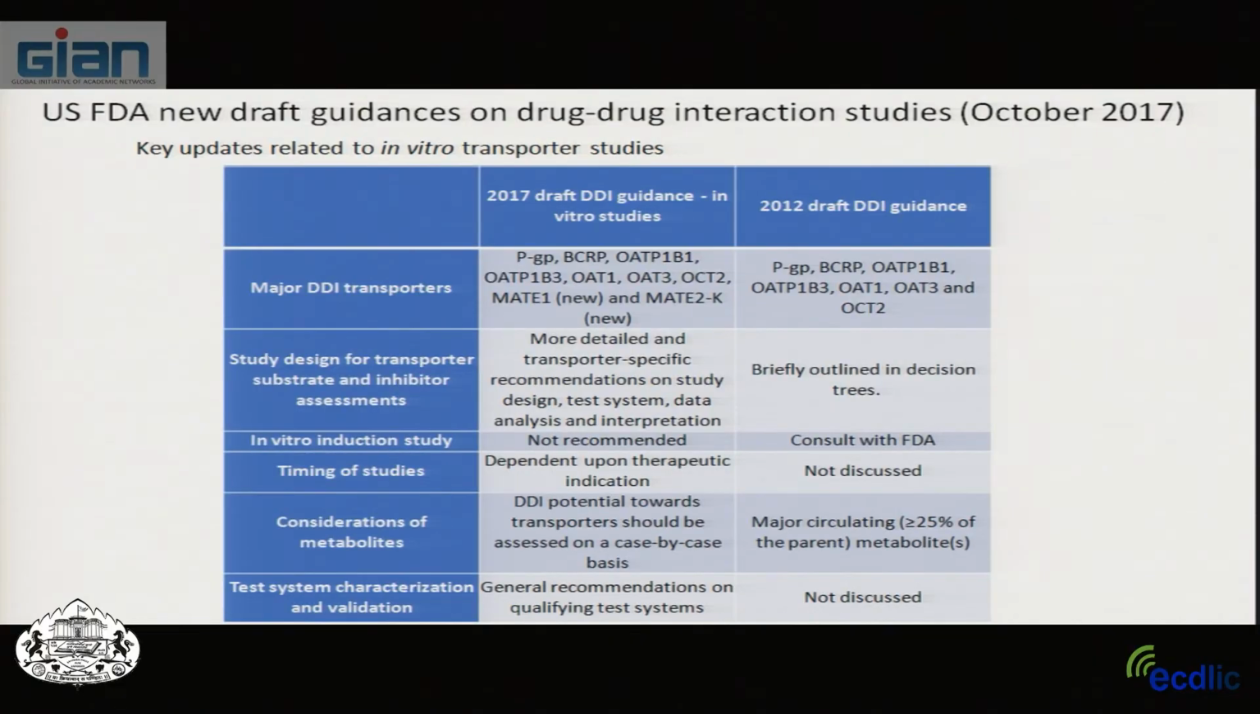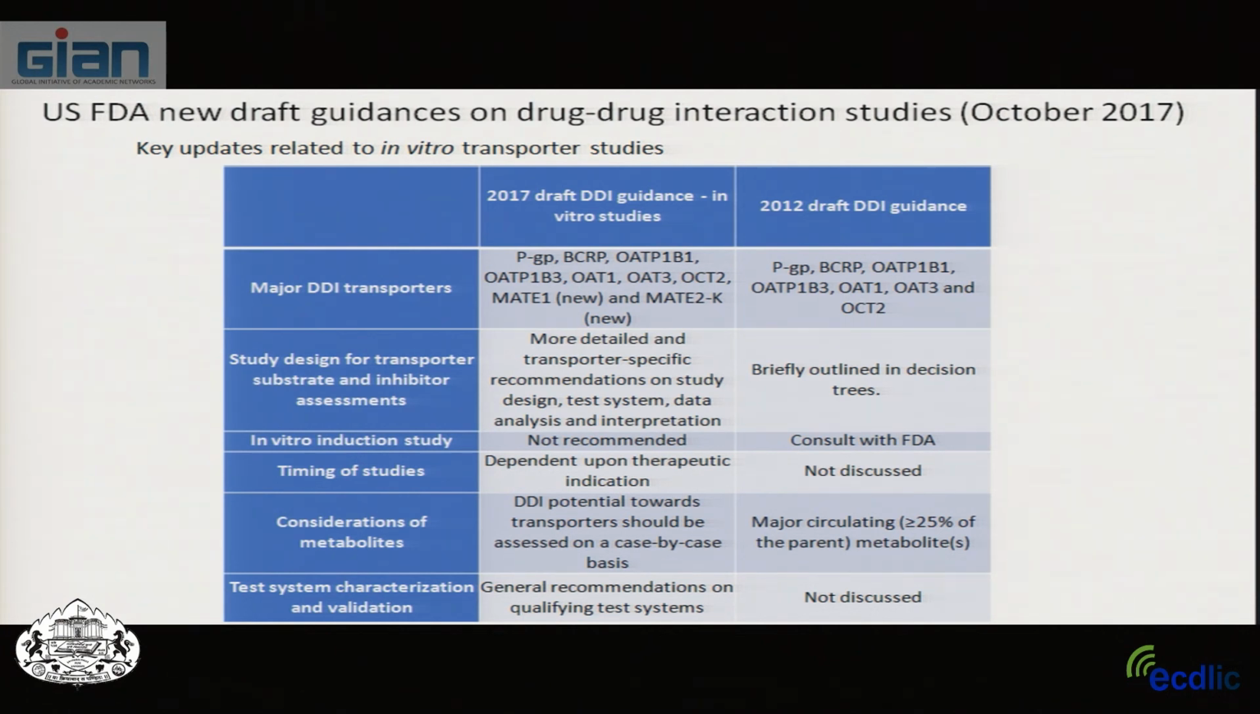So this is the latest guidance from the FDA. This is just so you can see the comparison: the 2017 draft, which is from last month, and the 2012 draft. Okay, so major drug-drug interactions transporters. You have the PGP, ABCG2, then some of these are organic anion transporters, organic cation transporters, and these are the two which they newly added, MATE1 and MATE2, which were missing from this. So that's how we have come to now 9 transporters. Earlier we had 7.